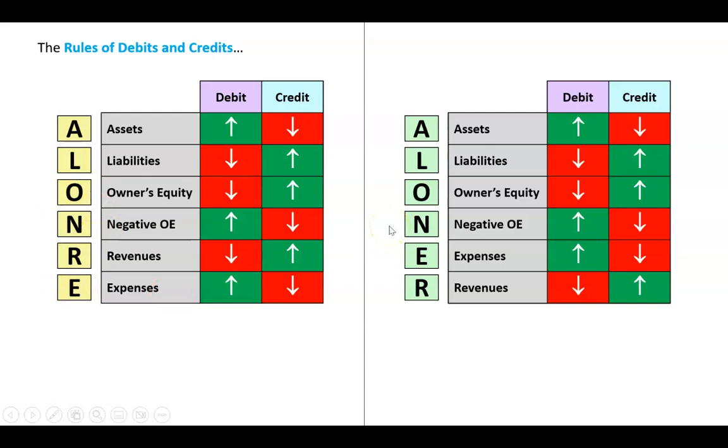So depending on how you want to learn it, they're probably the two methods I recommend. In all of our videos going forward, I'm going to use Alonre here. But if you want to remember it as a loaner, you go for that. Either way, you know all the rules. Just have a system for making sure you remember them and know what to do for each transaction.